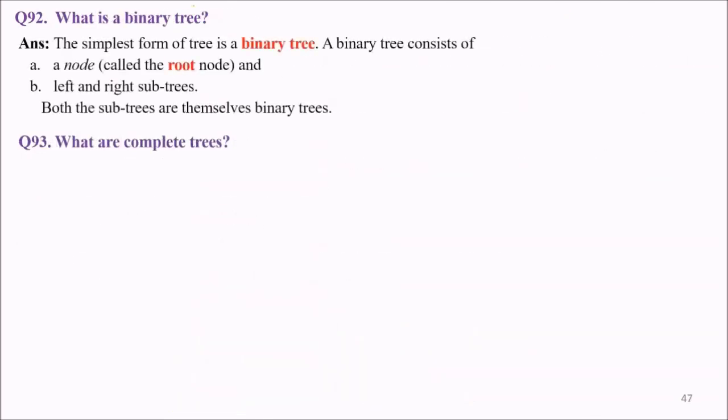What is a binary tree? The simplest form of tree is the binary tree. A binary tree consists of a node called the root node, and you have a left subtree and a right subtree, and both the subtrees are themselves binary trees. But the main restriction here is that any node can have a maximum of 2 children, because this is binary. Bi means 2.